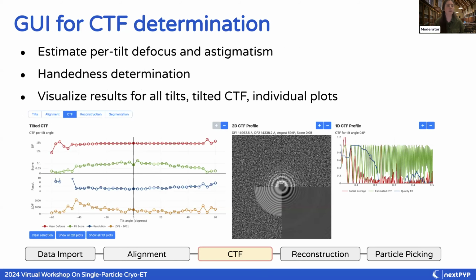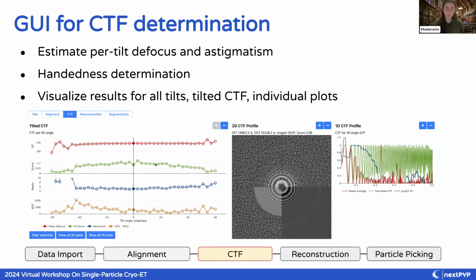So here you can see our GUI for CTF determination. This is a plot you should probably be familiar with if you do EM or ET: your 2D CTF profile, where you can see your Thon rings come out here, and your 1D CTF, where you can see how well your radial average is matching with your estimated CTF easily in one page.